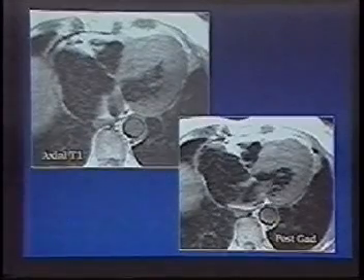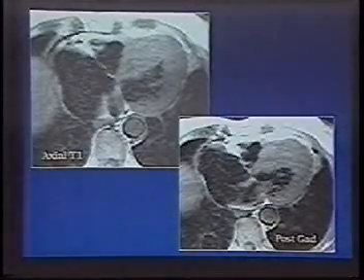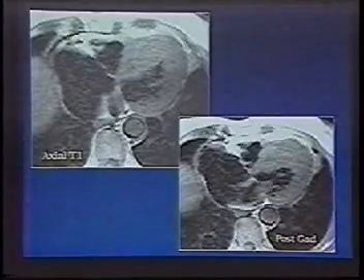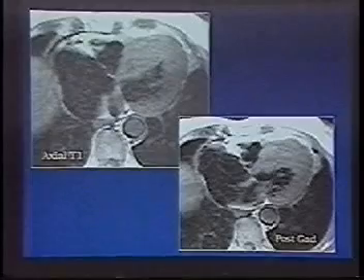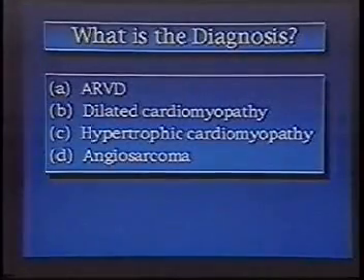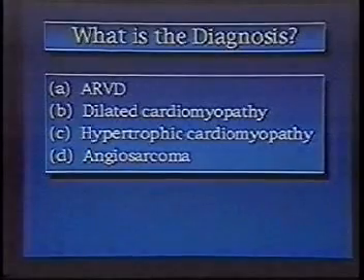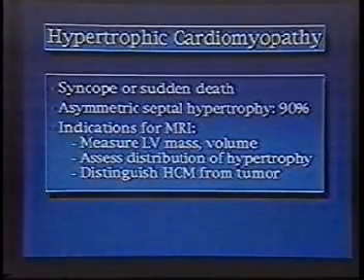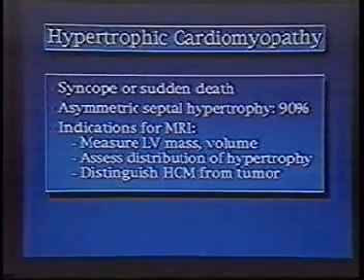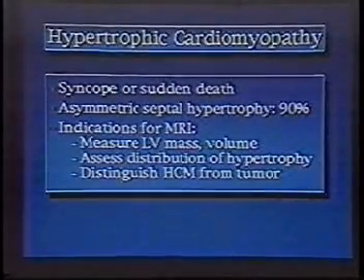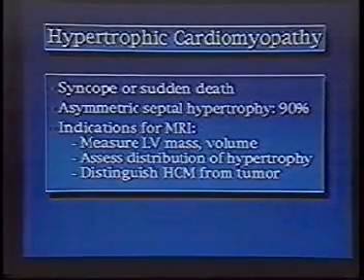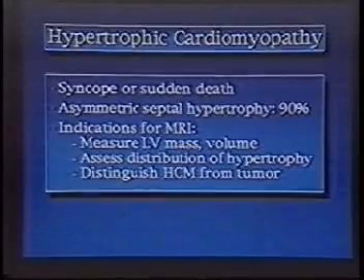Okay, so you give gadolinium. Enhancing masses are either a metastasis or less likely a primary sarcoma. Okay, so hypertrophic cardiomyopathy is the diagnosis. So hypertrophic cardiomyopathy presents as syncope or sudden death, often exercise-induced. Now, 90% of patients, as I said, have asymmetric septal hypertrophy, and indications for MR include measurement of the LV mass. We can measure precisely what the mass of the left ventricle is. In other words, the weight in grams of the left ventricle.